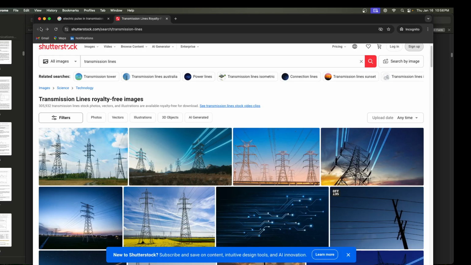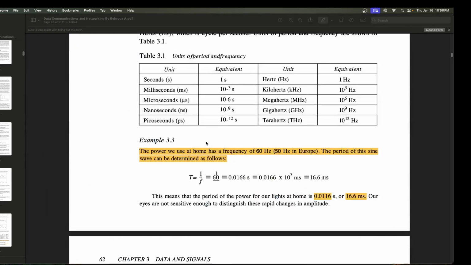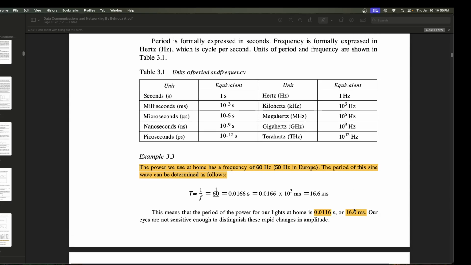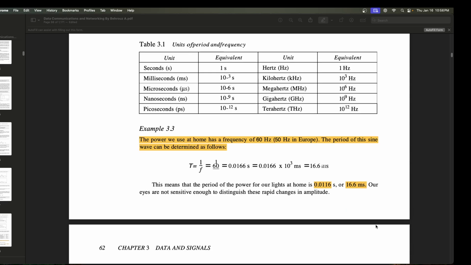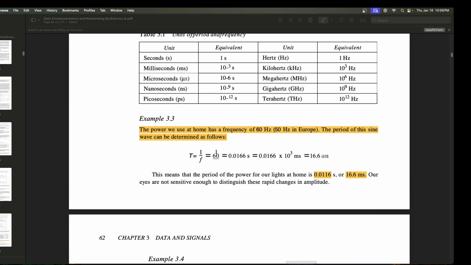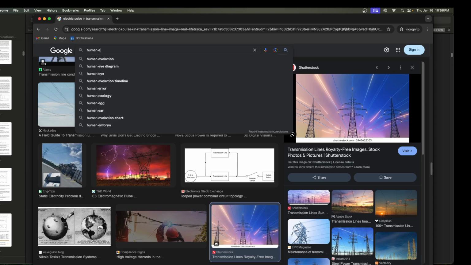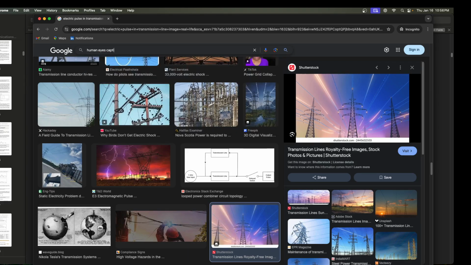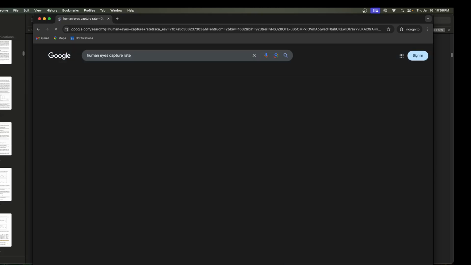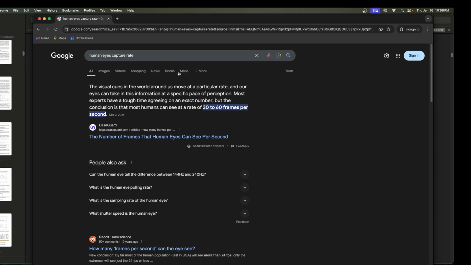Similarly, our bulb has a frequency of 60 hertz, so every 16.6 milliseconds the light will flicker. How much can our eyes capture? The human eye capture rate is very low. Human eyes capture about 30 to 60 frames per second.